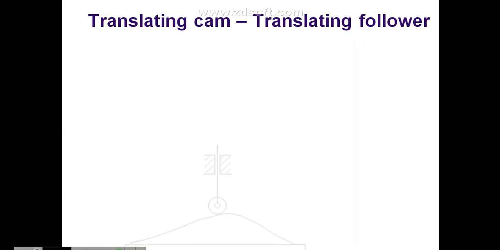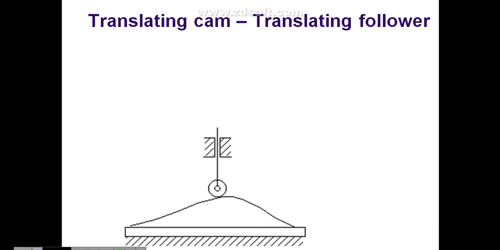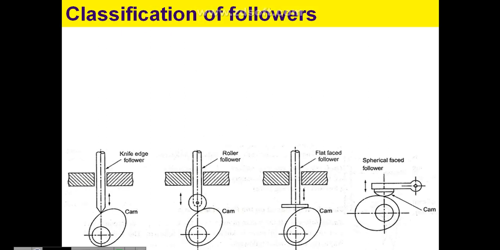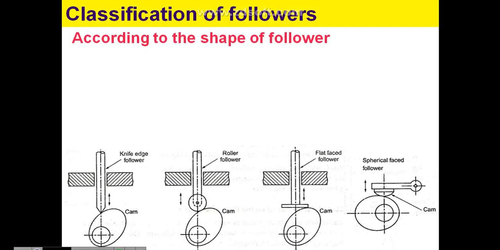The next one is translating cam translating follower. Translation means movement in any one direction, it may be up and down, or linear, left and right. That is why we name it translating. Here you can see in the diagram, the cam is moving from left to right. The follower suspended on the cam profile moves up and down. So both have a motion. The cam achieves left to right motion, and the follower achieves up and down motion. So both are translation.